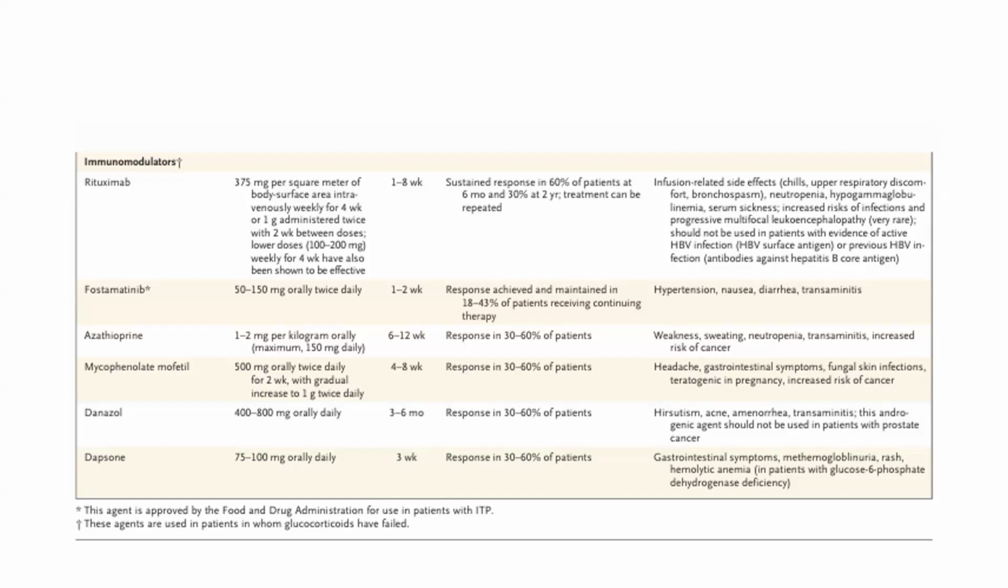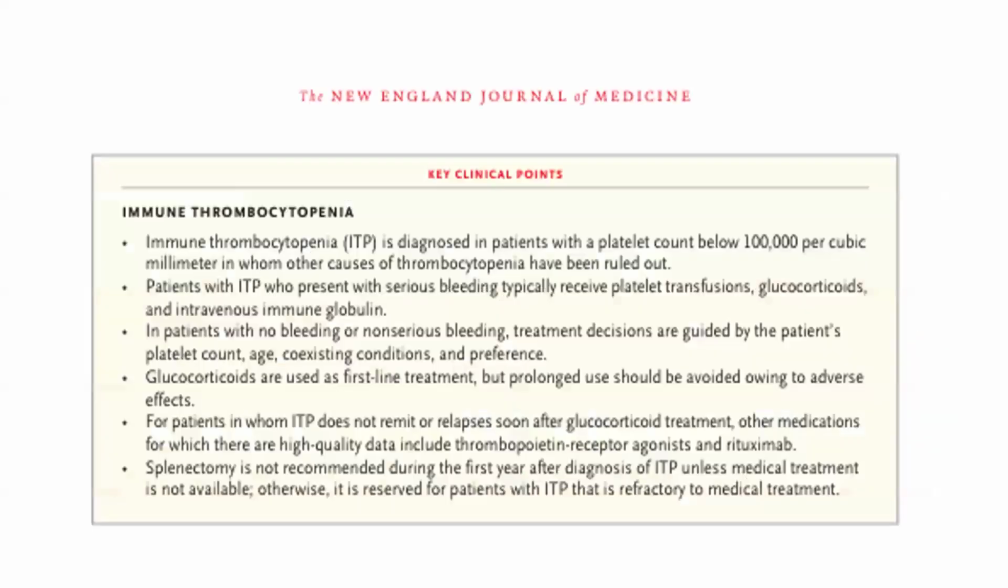Then we can also use danazol in the dose of 400 to 800 mg orally daily. The side effects are hirsutism, acne, amenorrhea, transaminitis. This androgenic agent should not be used in patients with prostate cancer. Then we can also use dapsone in the dose of 75 to 100 mg daily. The side effects are gastrointestinal symptoms, hemoglobinuria, rash, and hemolytic anemia in patients with G6PD deficiency.